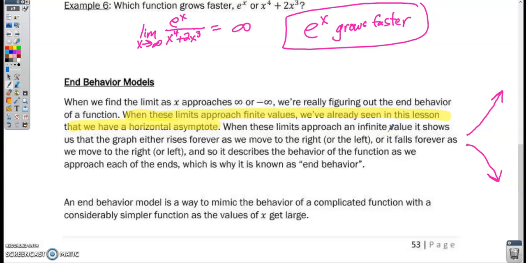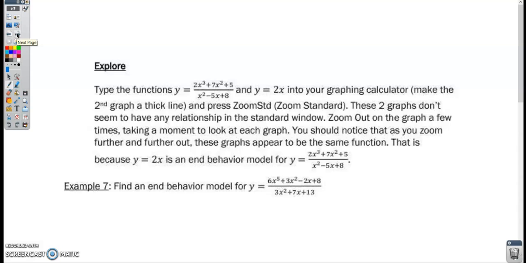It says here, an end behavior model is a way to mimic the behavior of a complicated function with a considerably simpler function as the values of x get large. So when we talk about end behavior, we're talking about what the function acts like as x goes to infinity or as x goes to negative infinity. When we talk about an end behavior model, we're actually talking about some equation that we can replace the actual function with that behaves in the same way as x goes to infinity. Okay?